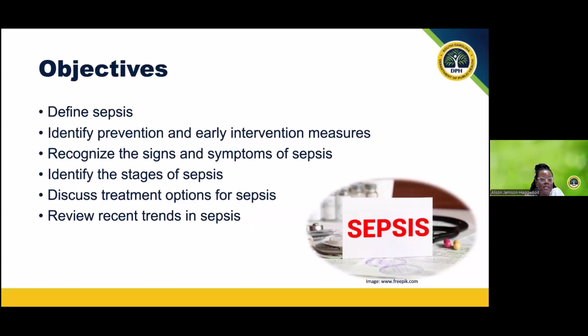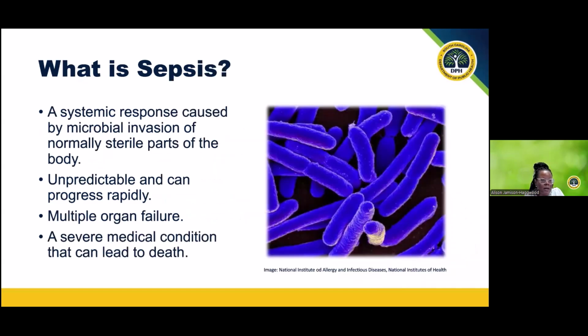Identify the stages of sepsis, discuss treatment options, and review some of the recent trends in sepsis. So what is sepsis? It's a systemic response caused by microbial invasion of normally sterile parts of the body. It can be unpredictable and it can progress rapidly. Multi-organ failure can occur, and this is a severe medical condition that can lead to death.